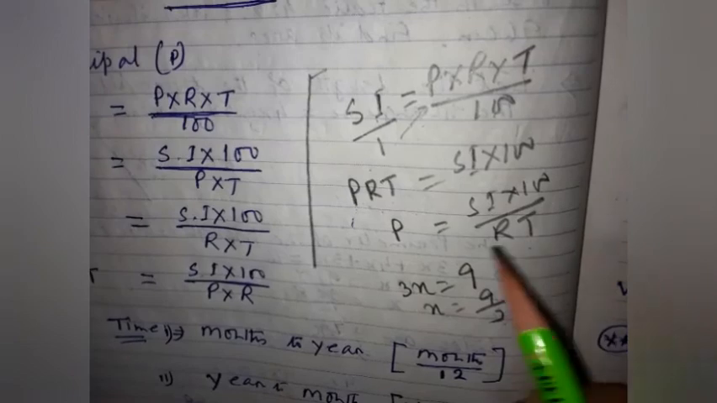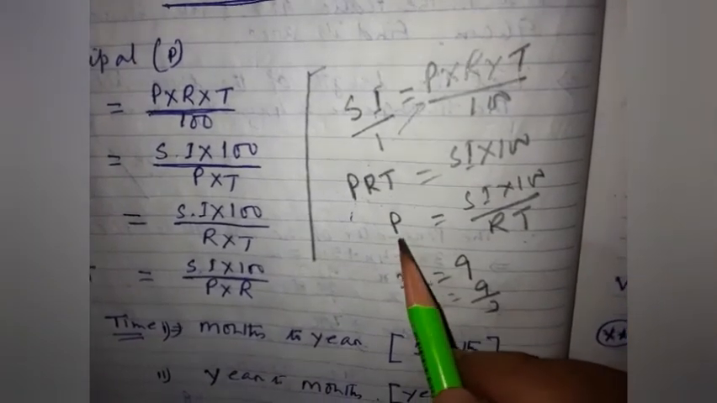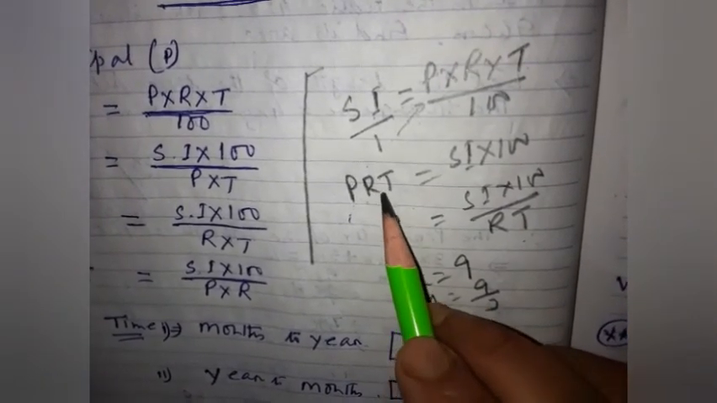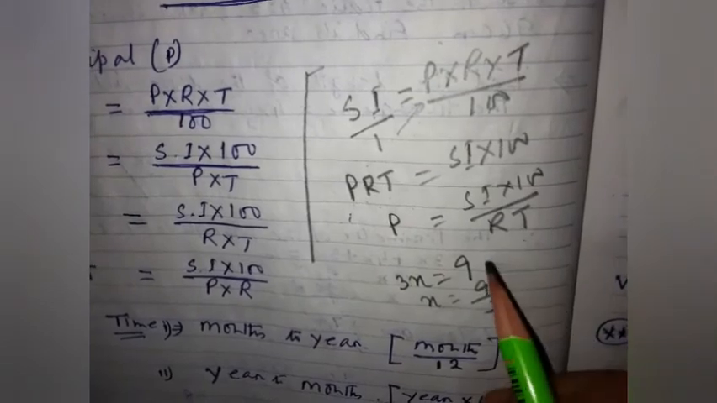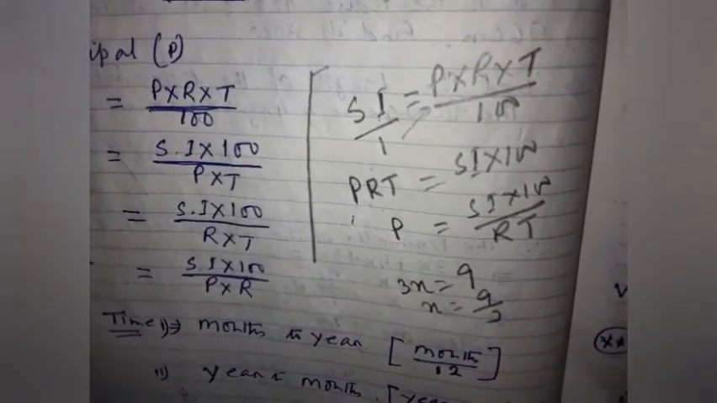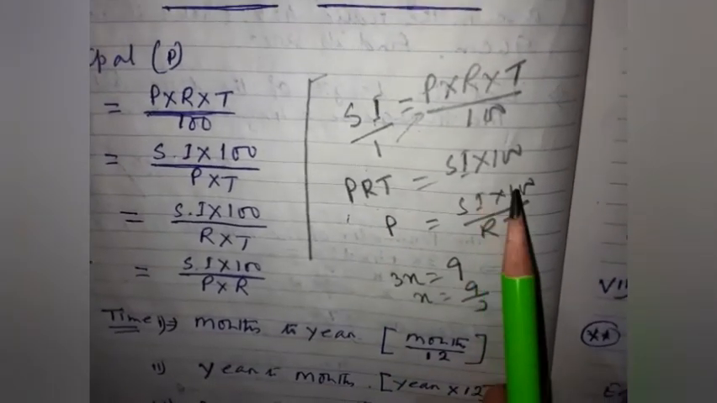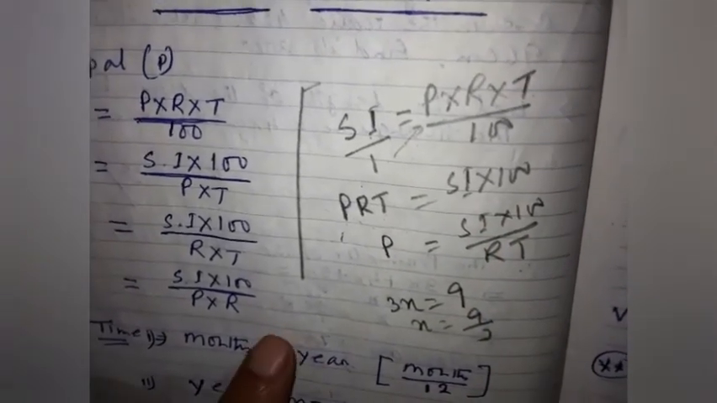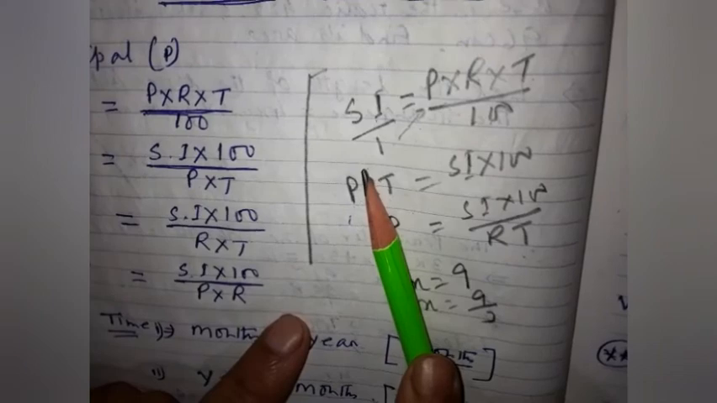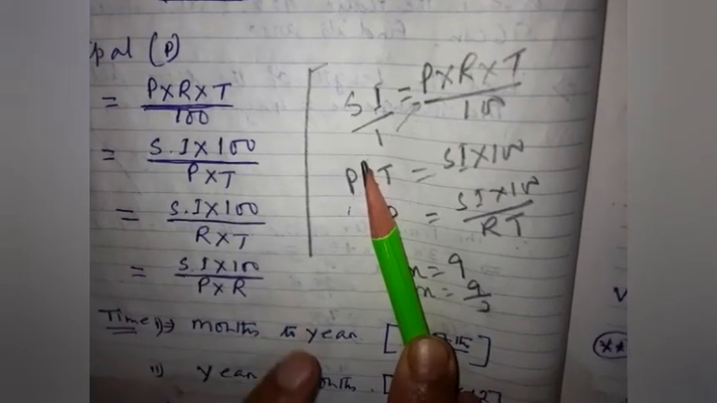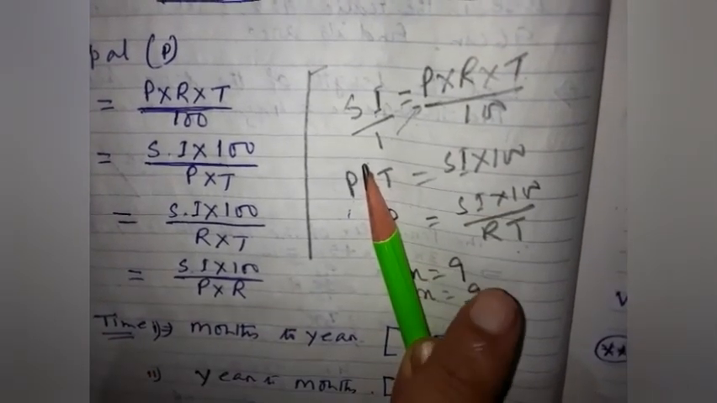Easy methodology. जिसको तुमको निकालना है बेटा, उसको छोड़ करके बाकी चीज क्या करेगा? नीचे आ जाएगा. Like here, if you want to find out R, so P I found out. What is left over? R and T. Where they come? Down of SI into 100. Now if you want to find out R, just cover R, what is left over? P and T. So same thing, SI into 100 will be there. What will come? P and T.